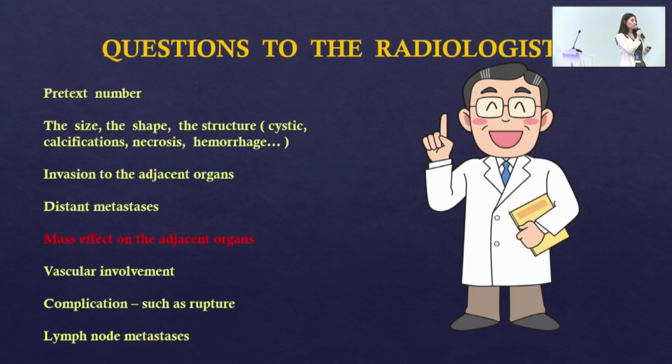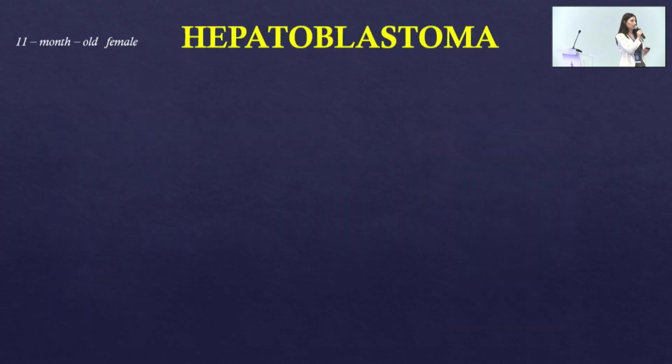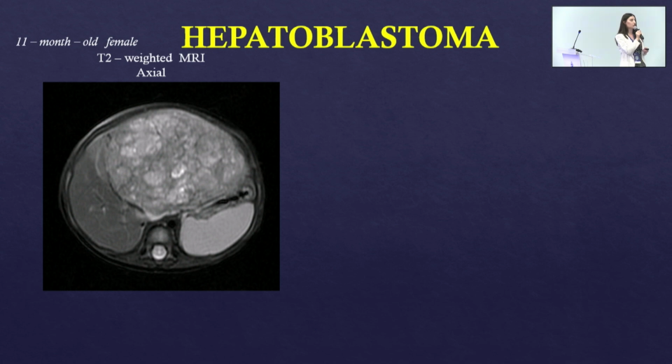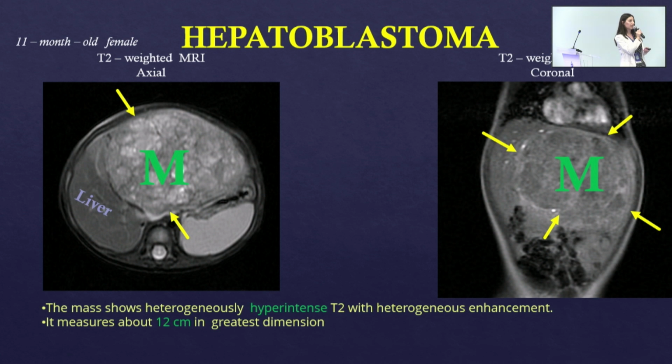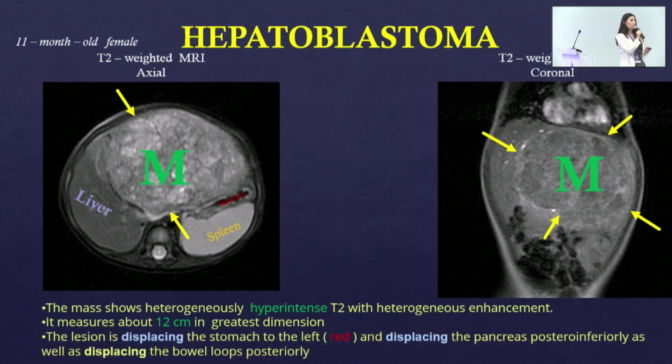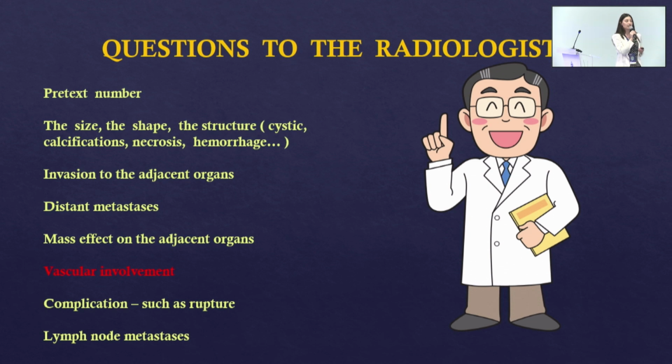Next question about mass effect on the adjacent organs. For example, here we can see the tumor in the left lobe of the liver. It is the mass, and we can see the coronal view on MRI. And next, we can find the tumor-free liver tissue. We can find the spleen, we can find the stomach, but the stomach isn't in its typical location because it is displaced by the mass, and it is about mass effect on the adjacent organs.